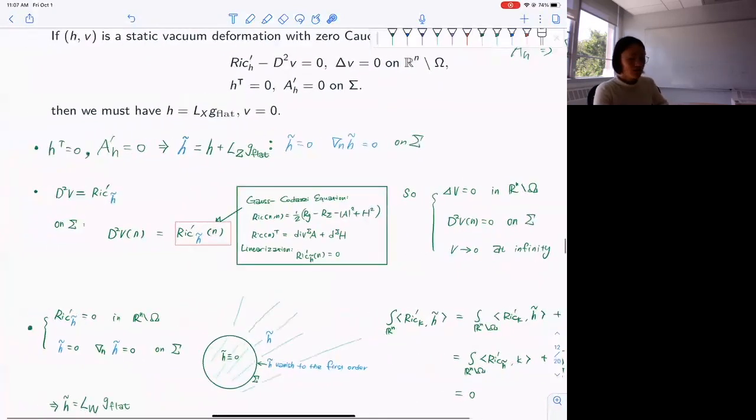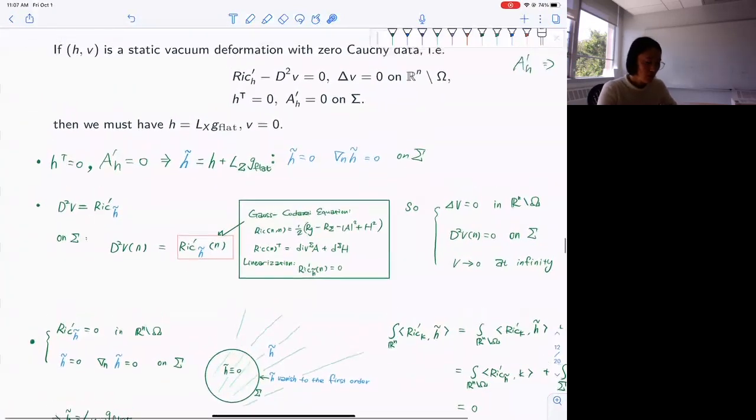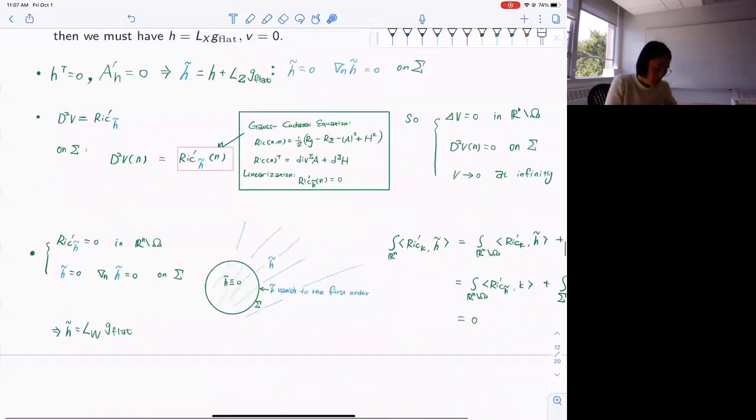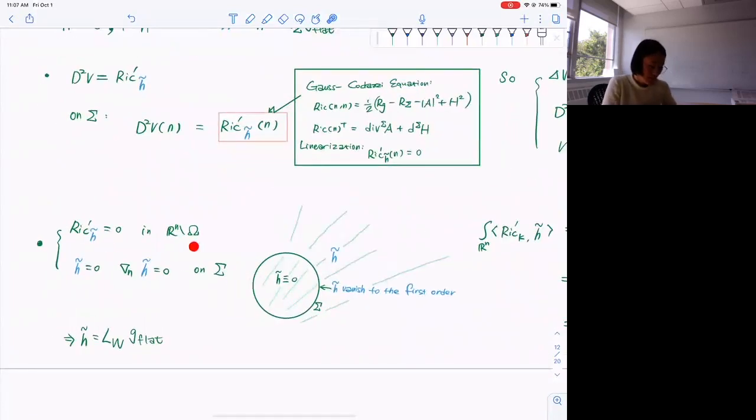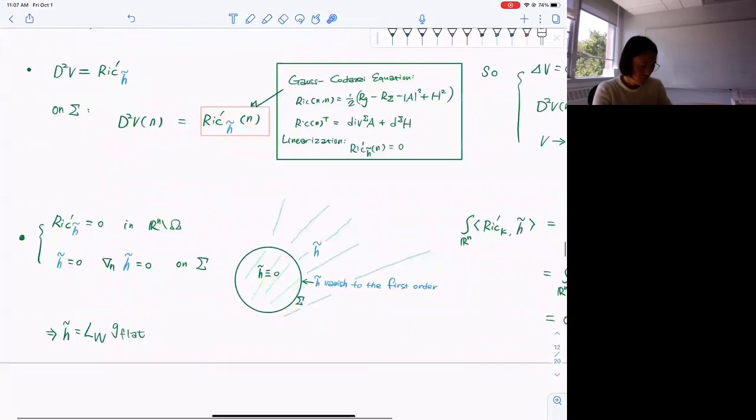Okay, so once we have V equals 0, we can plug those back to here. We see now H tilde must be a Ricci flat deformation in the exterior region. It has vanishing Cauchy data on the boundary. So from here we can derive that H tilde is trivial. It's generated by a diffeomorphism. Here is a picture for the proof.